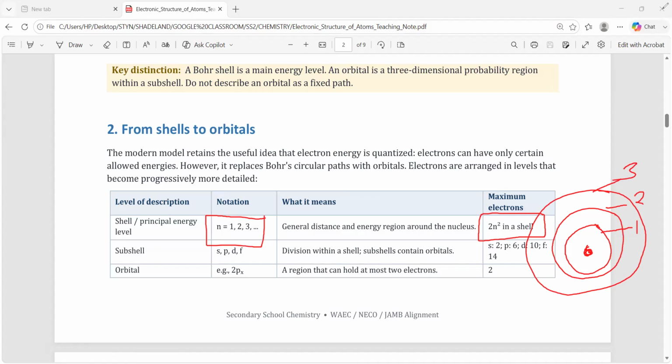Now, let's move to subshells. I want you to understand this way. In very simple terms, a subshell, as the name implies, is an energy level within a shell. So let's say we want to expand this shell now to look bigger.